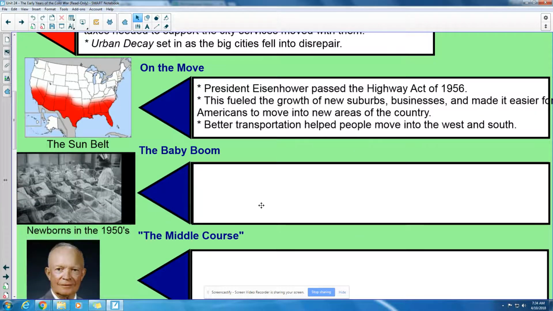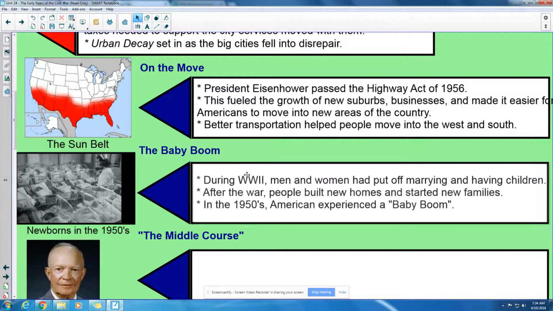In addition to the transportation and the economic booms, we also have a baby boom. We actually call a whole generation of Americans the boomers or the baby boomers. This happens because during World War II, men and women had put off marrying and put off having children. Many men were off fighting the war, or they were busy in the war effort in other ways, and it wasn't the right time to start a family. Americans were still poor from the effects of the Great Depression.